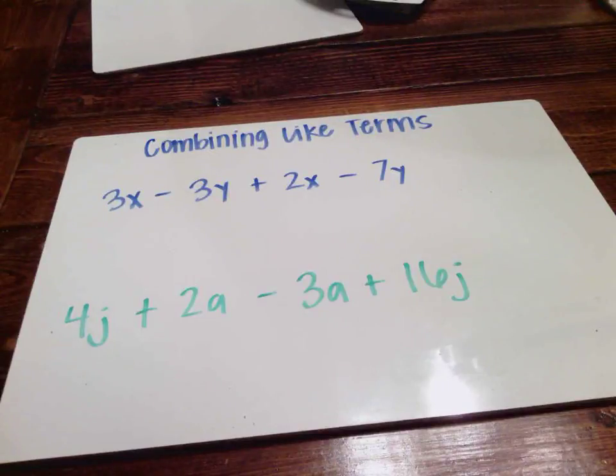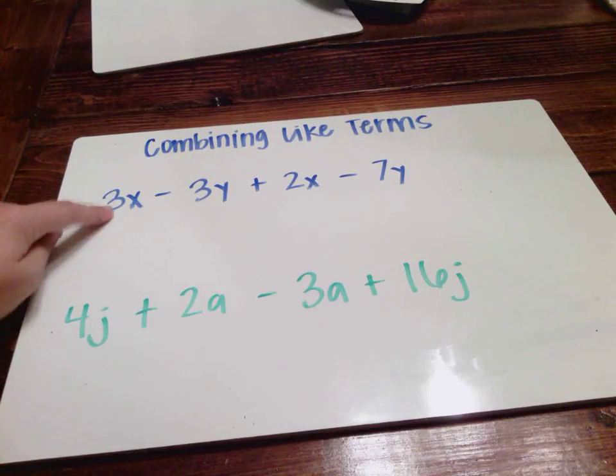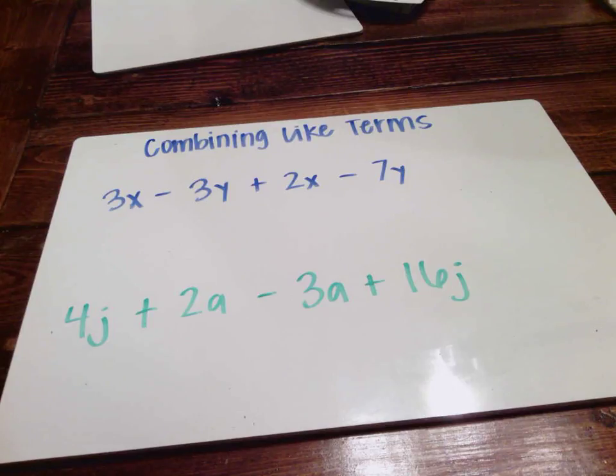When we talk about combining like terms, there's a couple vocabulary words that you must know. You first need to know the word variable. Variable is just a letter that stands for a number that you don't know yet. Then you have coefficient. A coefficient is just a number that goes directly in front of the variable.